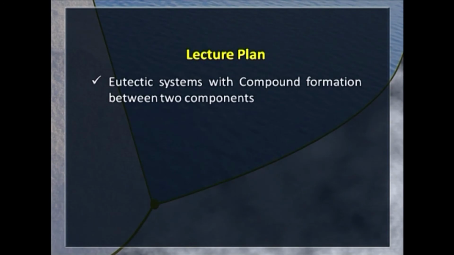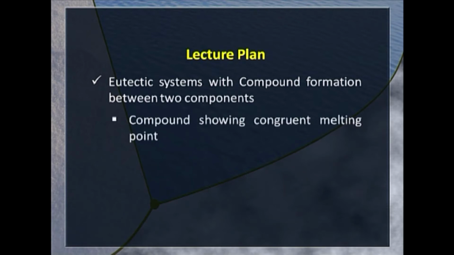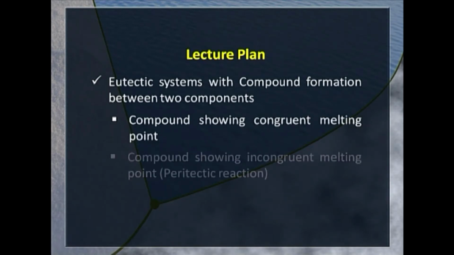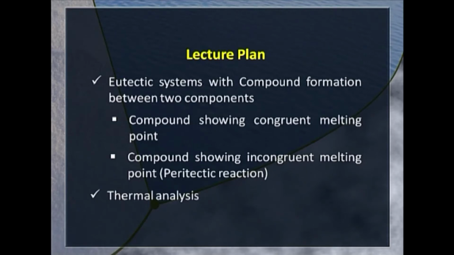Today, in this lecture, I will continue our discussion on eutectic systems in which the two components have a tendency to form a compound. There are two possibilities. The compound that is formed can be stable and show a congruent melting point, or the compound may exhibit an incongruent melting point. It may undergo a peritectic reaction. And towards the end, I would like to tell you something about thermal analysis, a method that can be employed to study these types of systems.